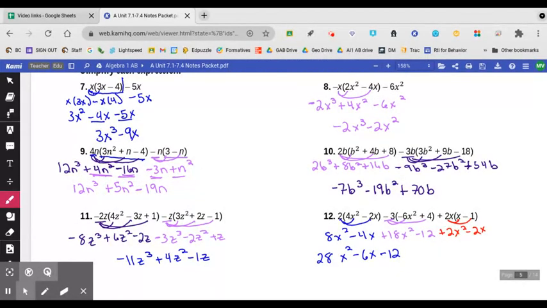So for number 8, after I distribute, I get negative 2x cubed plus 4x squared, and then minus 6x squared, because that wasn't in the parentheses. My final answer then is negative 2x cubed minus 2x squared.